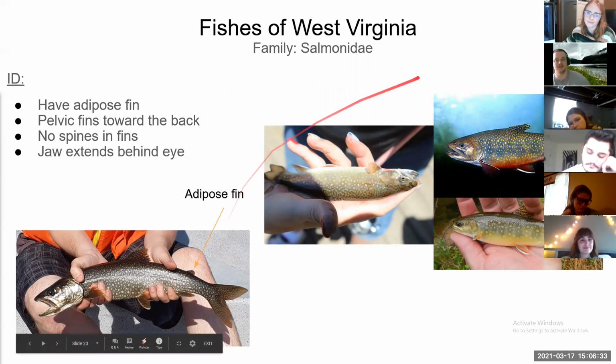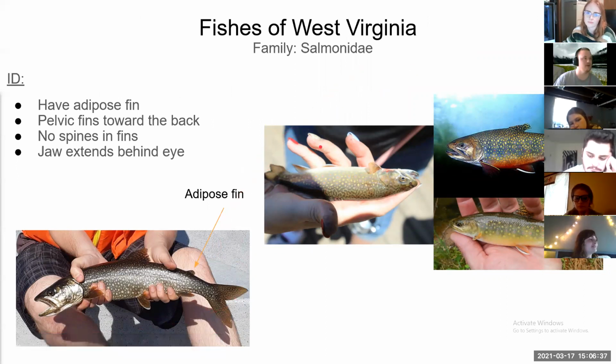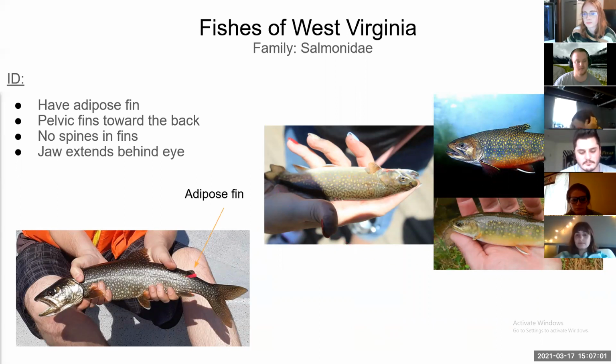The next family is not more diverse, that's for sure. They all spawn in freshwater, though some will go out to saltwater. This is Salmonidae. The key thing, a dead giveaway for them, is the adipose fin. There are other species that have it, but all of Salmonidae have this adipose fin.